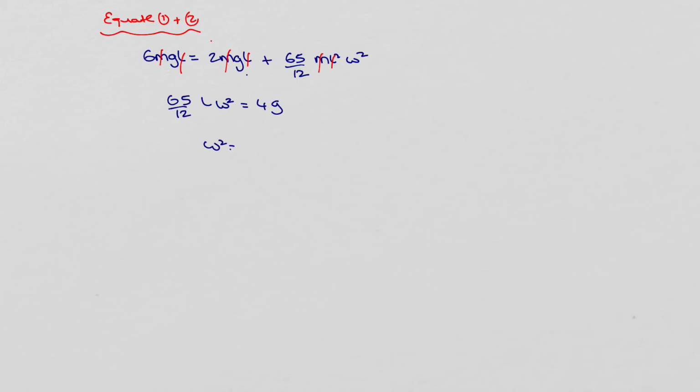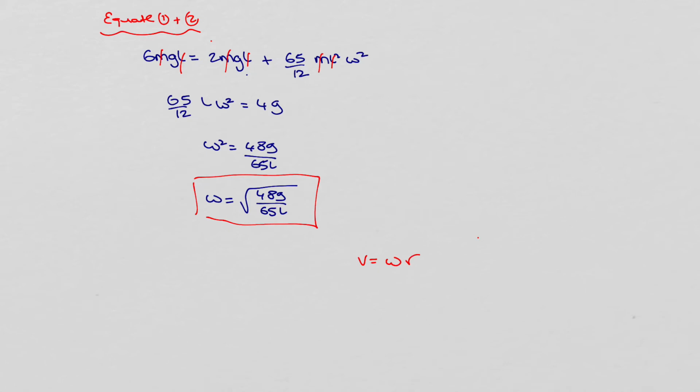Therefore omega squared is equal to 4g times 12 divided by 65L, which is equal to 48g over 65L, and therefore omega is equal to the square root of 48g over 65L. If we knew what the length was, you could get an actual value correct to so many decimal places for omega. Or if we were looking for linear velocity, we might be given some information there, and we'd multiply it by the radius of rotation to work out what v is.